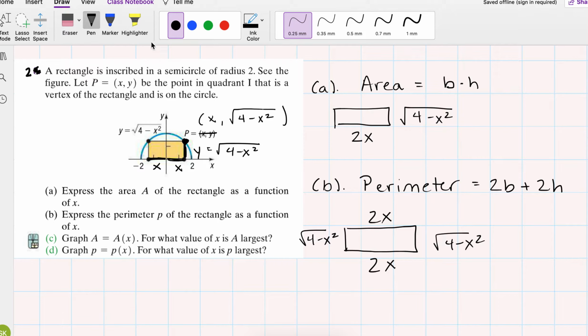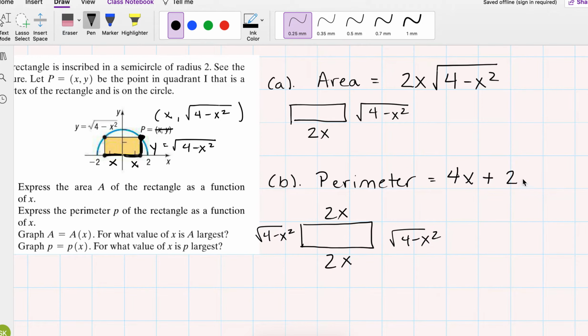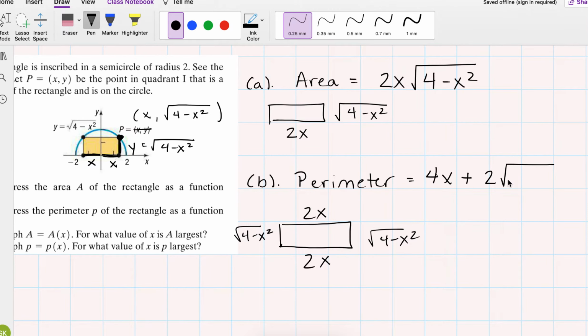So now we can fix these formulas. Base times height, well, that's 2x times the square root of 4 minus x squared. And then the perimeter, I've got to be very careful with this. So 2 times the base, that's 4x, because we have two of them, 2x plus 2x is 4x. And then plus 2 times the height, square root of 4 minus x squared.